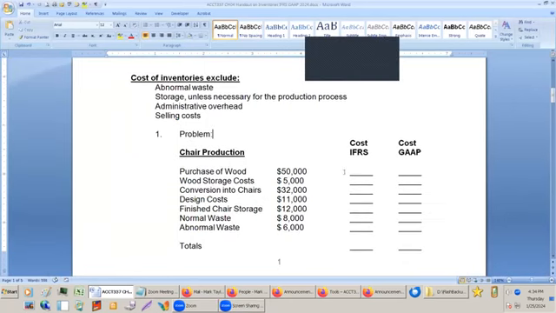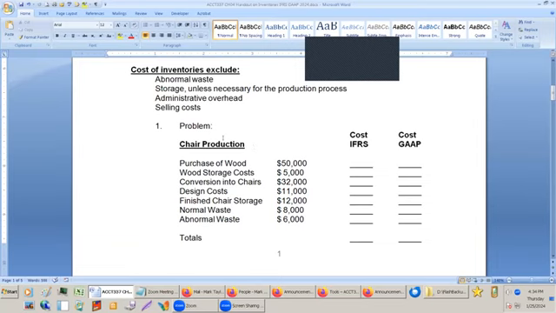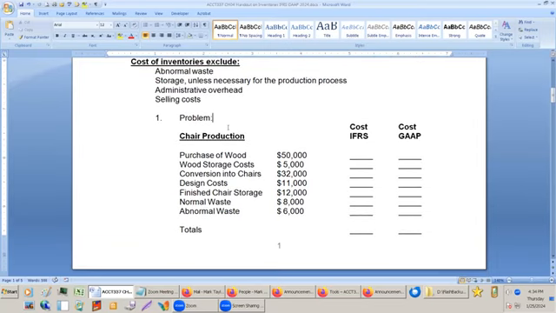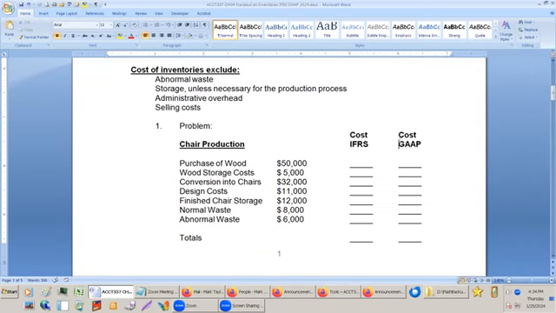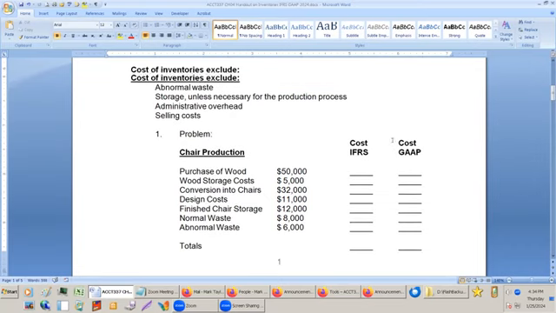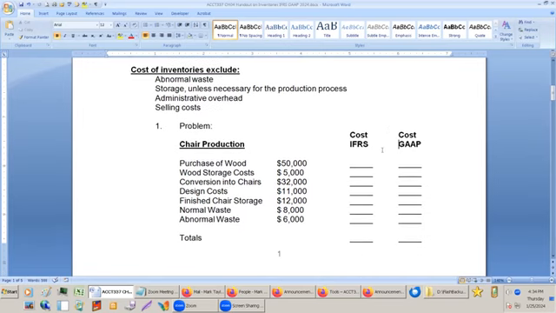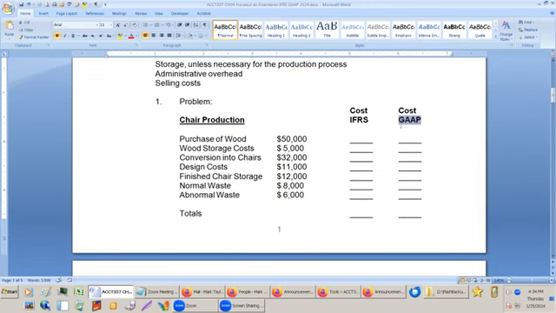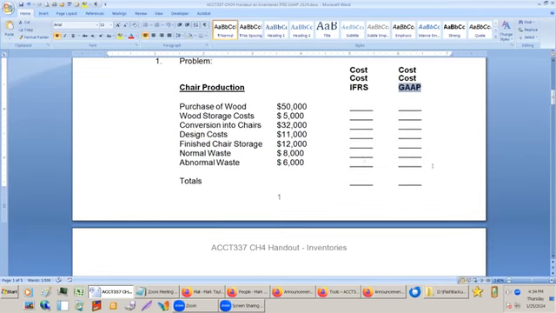Okay, so let's go ahead and do problem number 1, and this is the international standards versus GAAP. A lot of times you'll see these as a multiple choice question, although they generally don't have international standards versus GAAP. They'll just say do it under the international standards or do it under the GAAP standards. They used to say what's the difference between them, but they generally don't do that anymore. Okay, so we purchased wood. Would that be okay under the cost of goods sold for international standards?